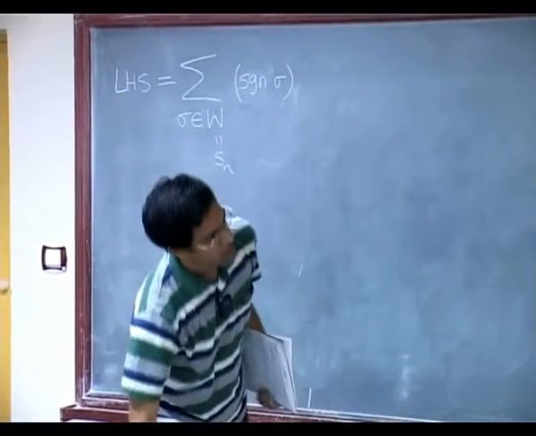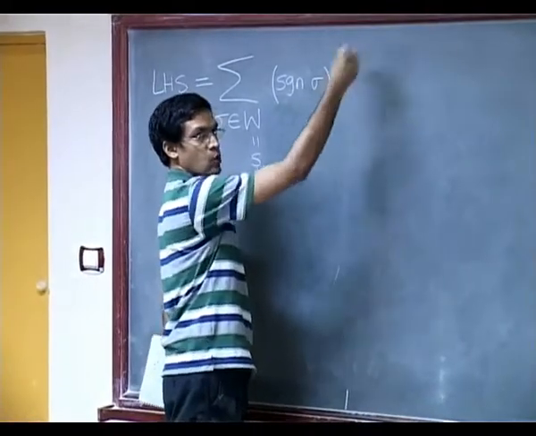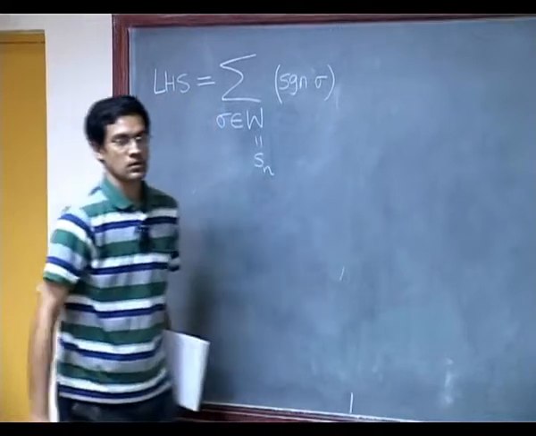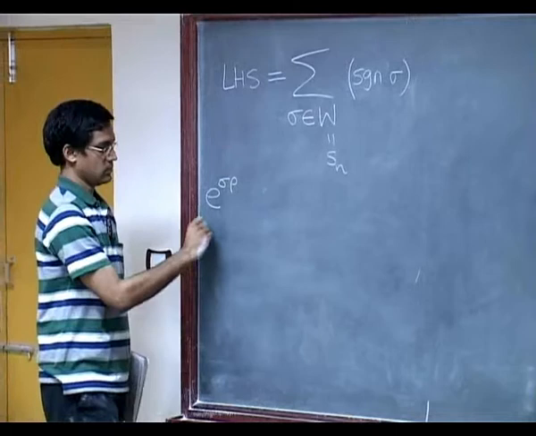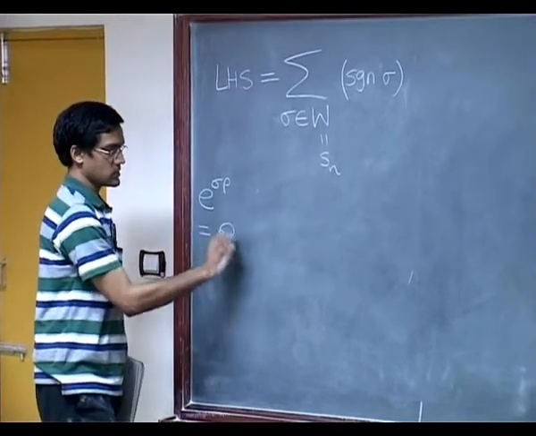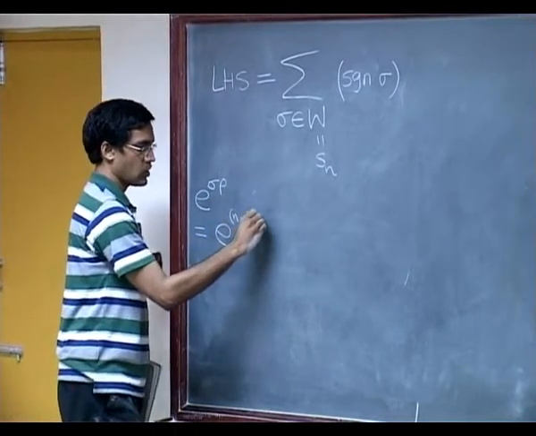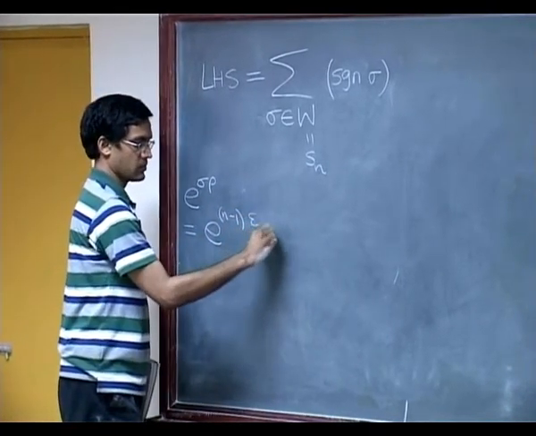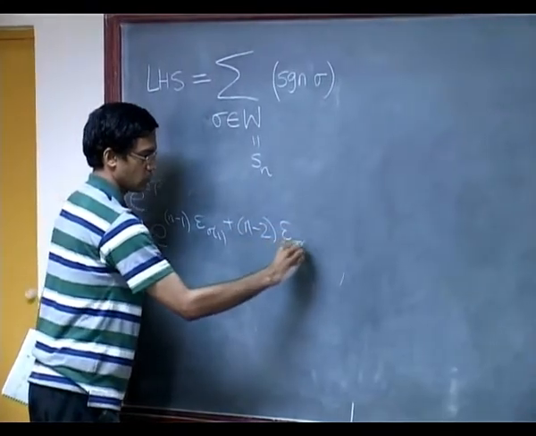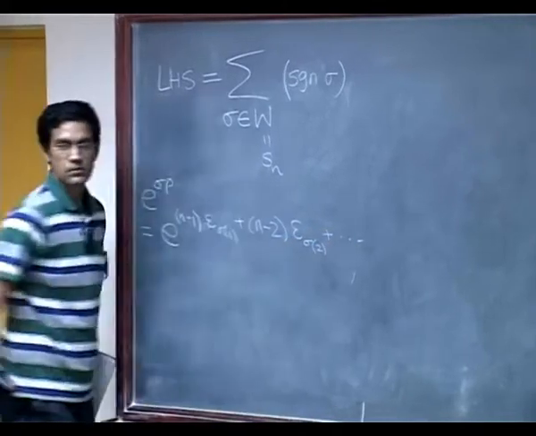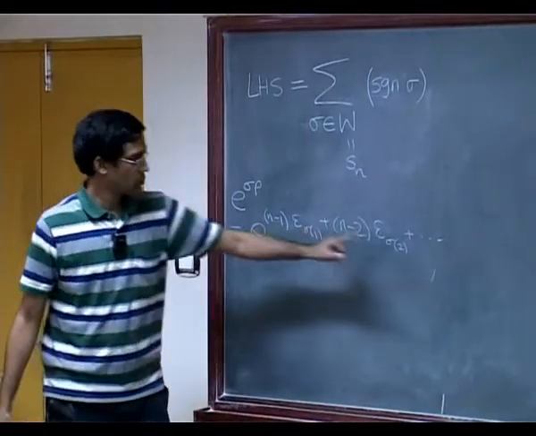And what do I have? e to the w rho. So what is e to the w rho going to become in terms of the z's? Or e to the sigma rho. Imagine I must do this: sigma acting on rho. What is rho? It was (n-1) epsilon 1 plus (n-2) epsilon 2 and so on. So this is (n-1) epsilon sigma 1 plus (n-2) epsilon sigma 2 and so on. I take rho, I apply sigma to it, and this is the kind of thing I get.